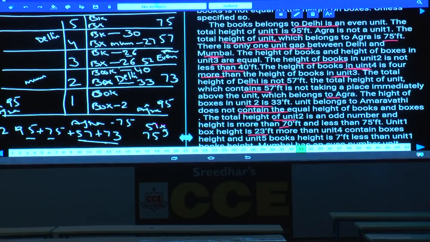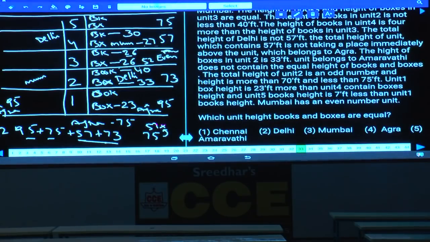Now if this is 23, then the total is how much? 23 more than what? 23 more than unit 4 contains boxes height. Unit 4 boxes height is how much? 27. As this is 27, this is 23 more. And 27 plus 23 is how much? 50. Now this must be 50. As this is 50, this is 45. Books is 45.